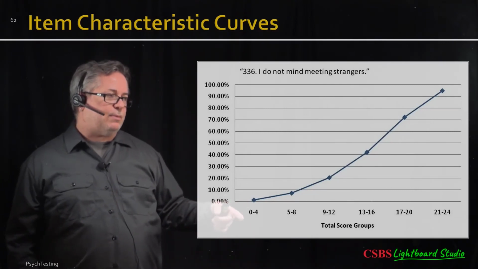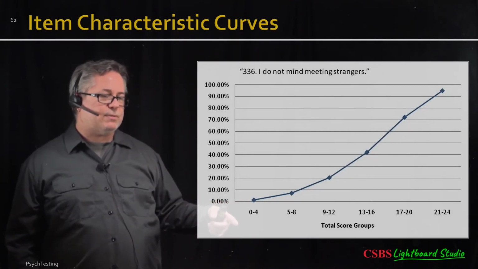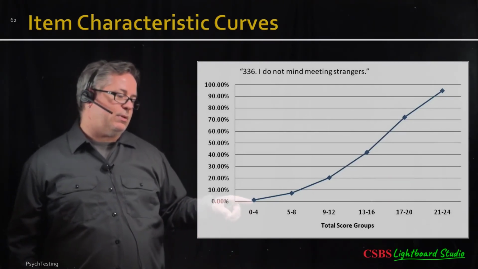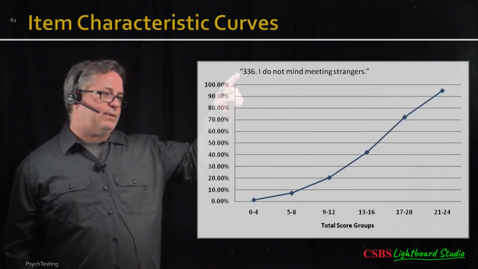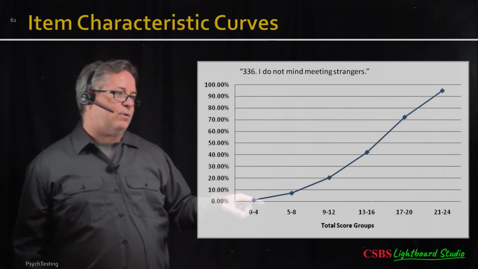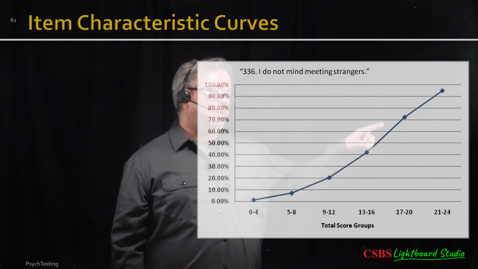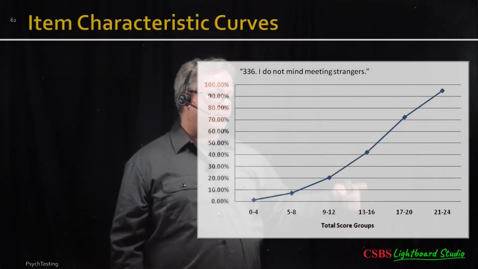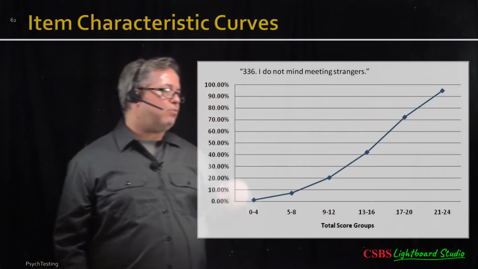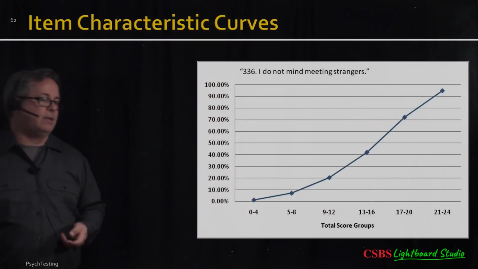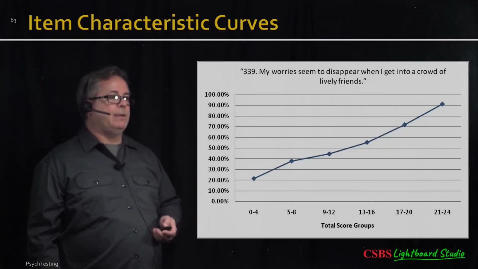It's another reverse item, because if you don't mind meeting strangers, that's probably not social anxiety. Again, the endorsement would be saying no. When you're low, very few people say no to this, and as it goes up, this is a more difficult item. It does a pretty good job of differentiating between these two groups, right? It's not crazy discriminating, but it's doing a fairly good job. It looks like a fairly standard, nice textbooky item.